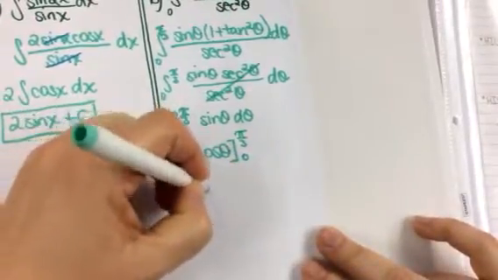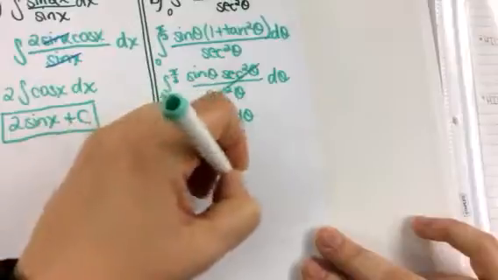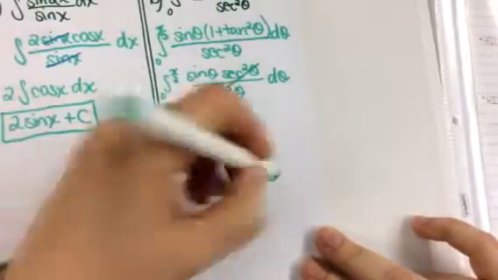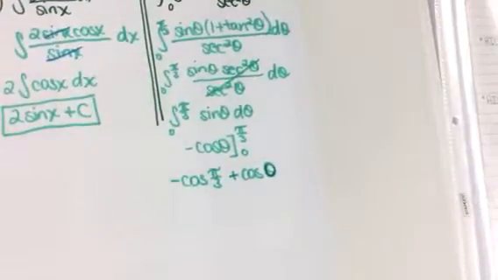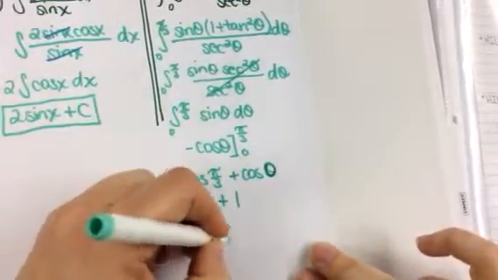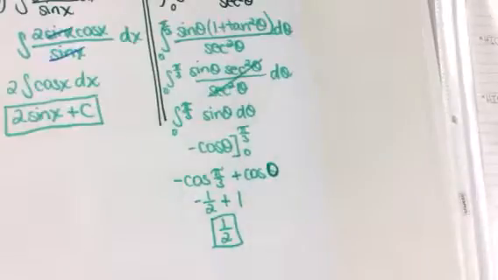So negative cosine of pi over 3 minus negative, right? Cosine of 0, oops, that's a 0, sorry. And what's cosine of pi over 3? 1/2? And cosine of 0 is 1, so the answer is 1/2.